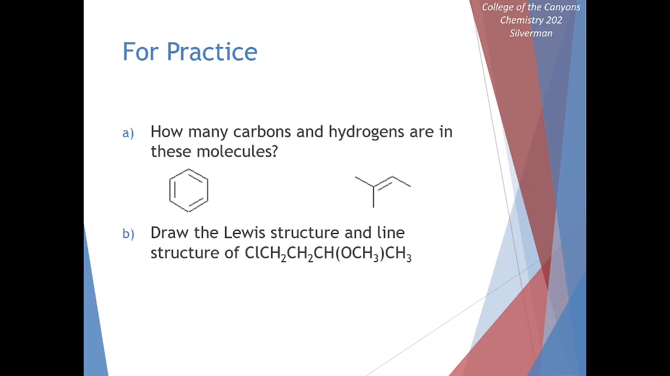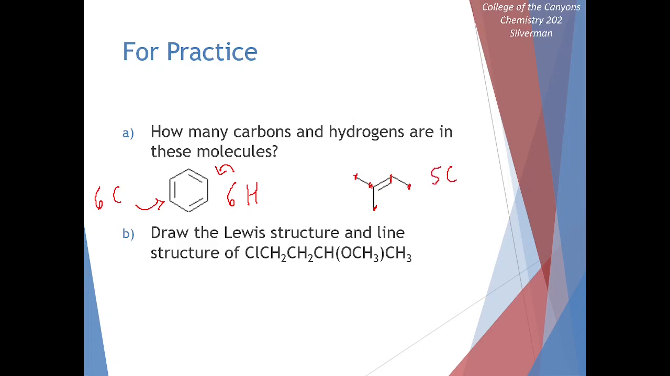All right, if you'd like to pause, we have a practice problem. Let's see if you can take a moment, get the right answer here. All right, perfect. Hopefully we got, on this left molecule, 6 carbons and 6 hydrogens. And on our second molecule, let's see, 1, 2, 3, 4, 5 carbons.